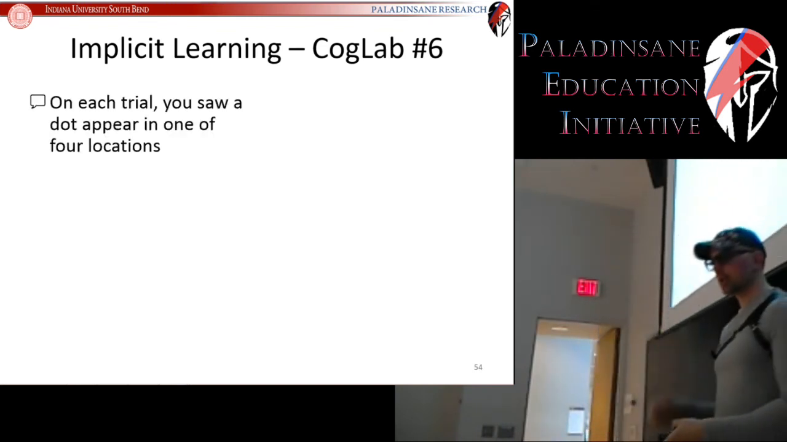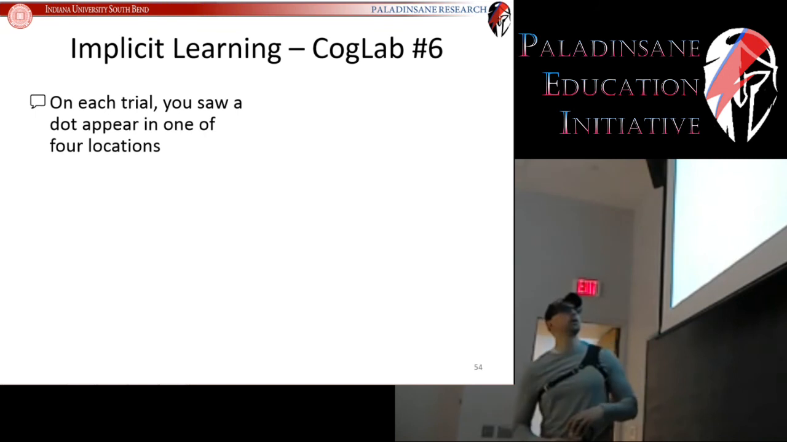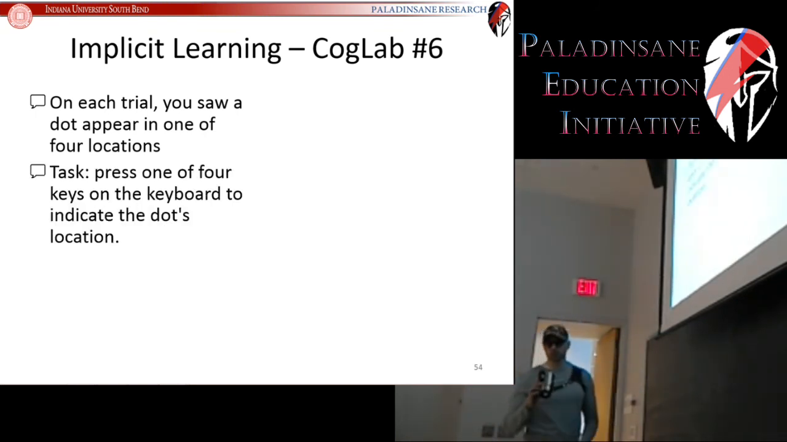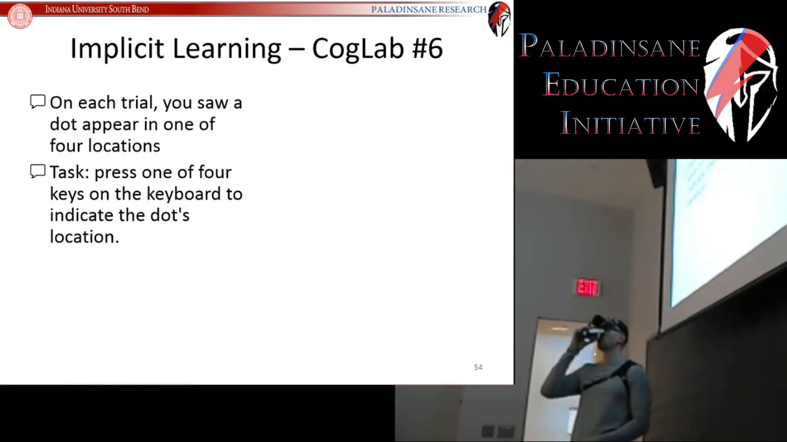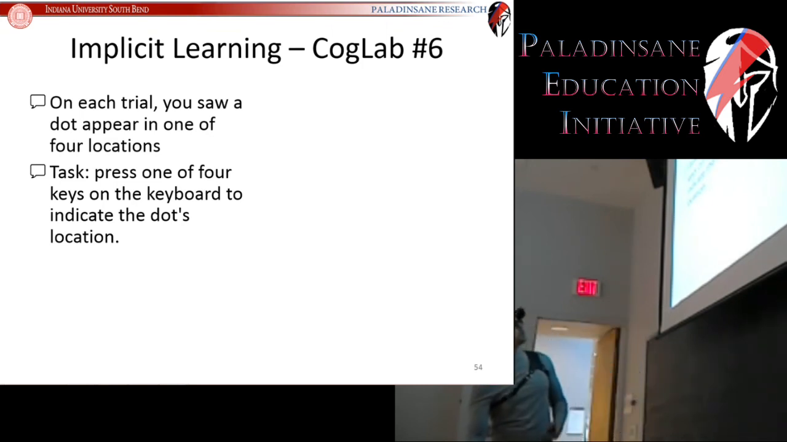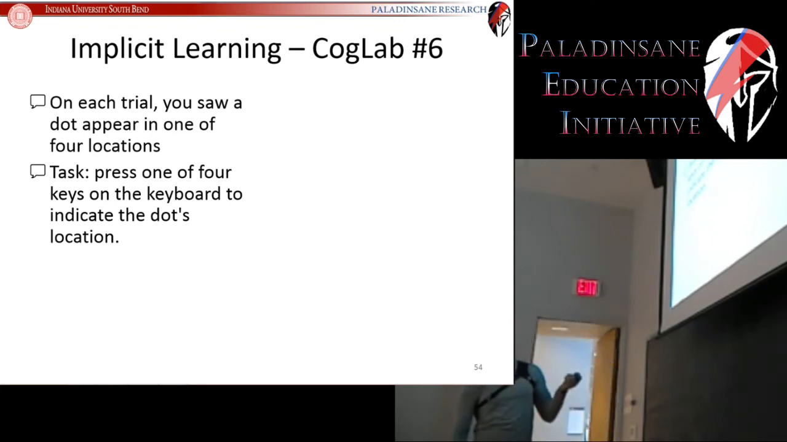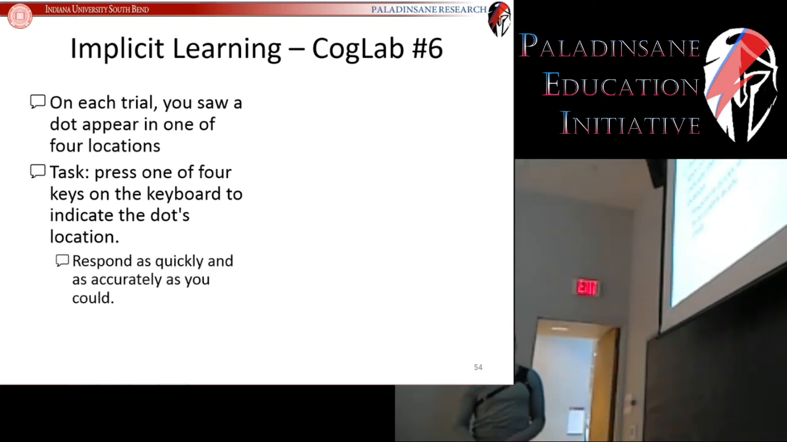So on each of these trials, a dot was going to appear in one of 4 locations. Your task was to press a key on your keyboard as quickly as you can to indicate the dot's location. Each of the 4 locations had a different key that you would press, and you were supposed to press as quickly and as accurately as you could where the dot appeared.